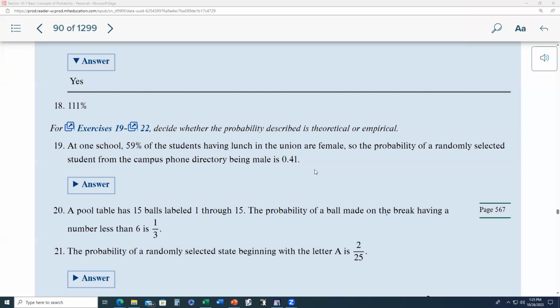What's that? Arrow? Empirical? Yeah, I think. Yeah, you are correct. Because we don't have 50-50 male and female students at the school. And for that reason, ladies and gentlemen, we're talking about the relative frequency of males versus the relative frequency of females at this particular school. So it probably would be the empirical way of having determined that the probability of selecting a male is 0.41. Okay. All right.